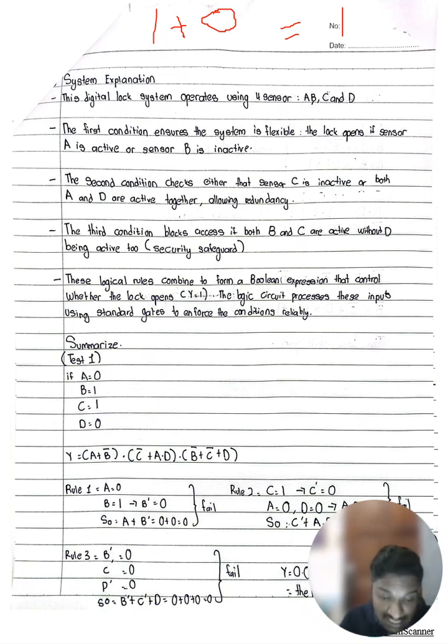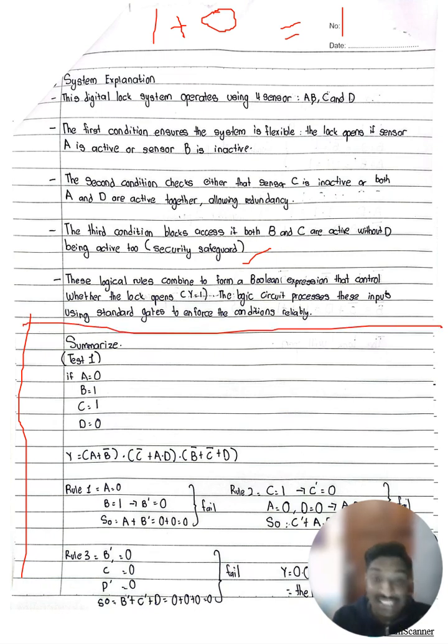The third condition blocks access if both B and C are active without D being active, as a security safeguard. So these are things we did for the protection of the locking system, which means the third condition blocks access if both B and C are active without D, which means B is 1, C equals 1, but D equals 0. So based on the AND table, 1 times 0, you will get 0. So rule 1 pass, rule 2 pass, but rule 3 equals 0, which means the lock won't open. So that's the scenario I gave.